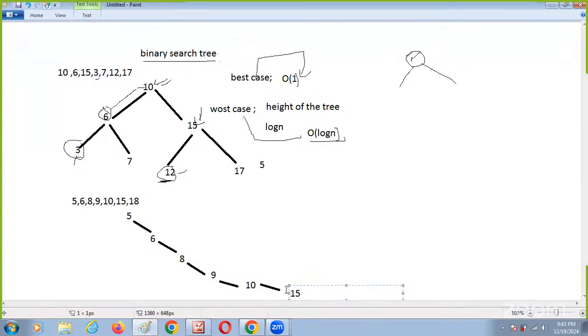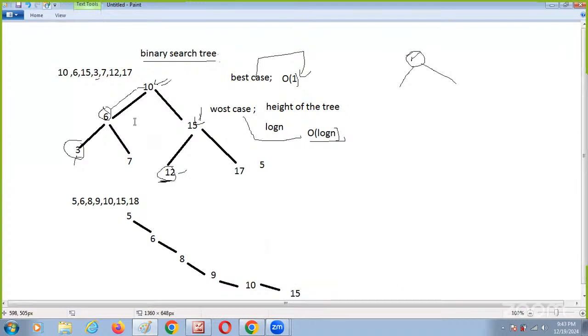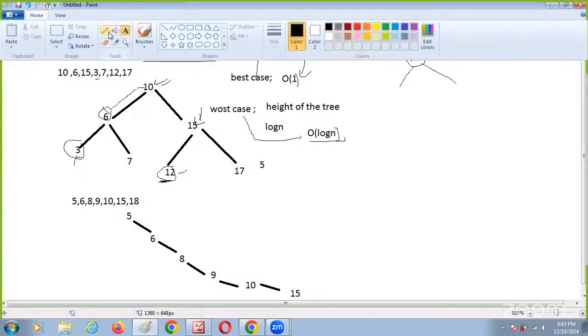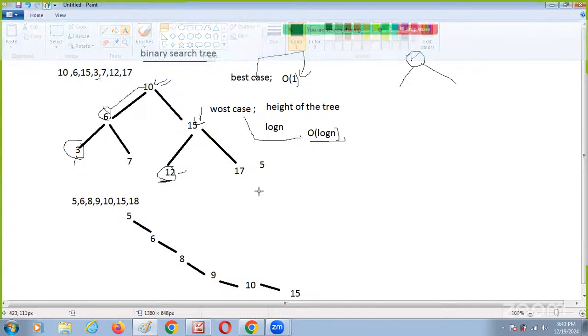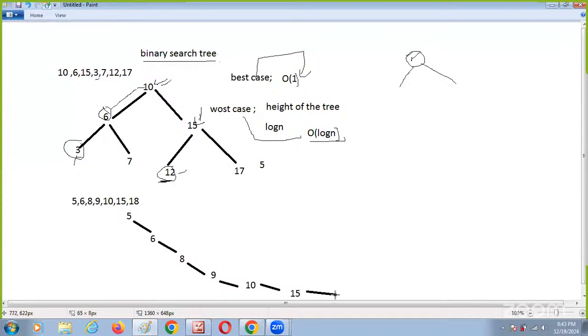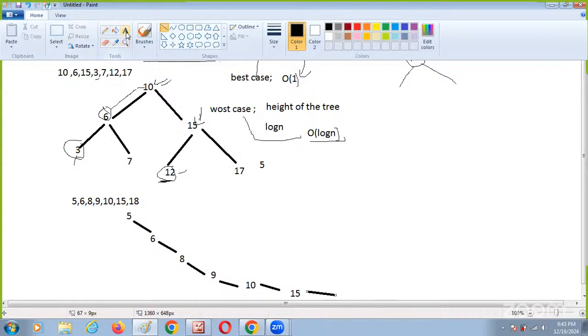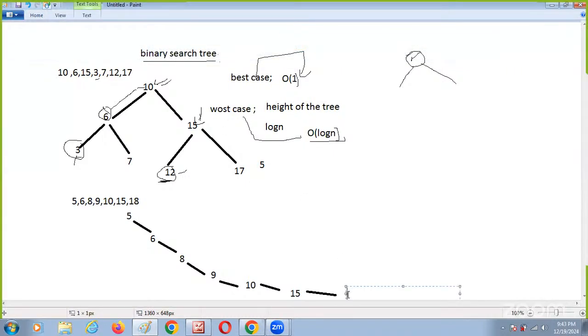It's a 15 like this, 15, and the next one is 18. 18 also is greater than 15. Like this, what is the height of the binary tree? The height of the binary tree becomes almost the number of elements present in that, so the height of the binary tree is also n in this case.